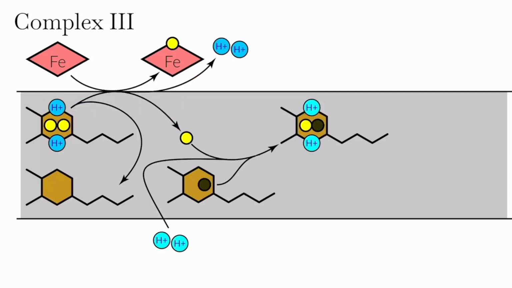Okay, so now the question is, what do we do with that electron that went back into the complex? So that electron, it turns out, goes into another Q that is in its semi-ubiquinone form. So it has a single electron loaded into it. And that semi-ubiquinone form is actually generated by another process.